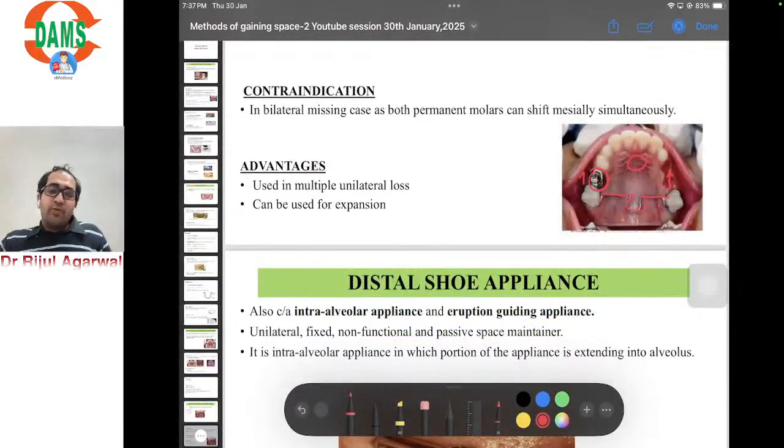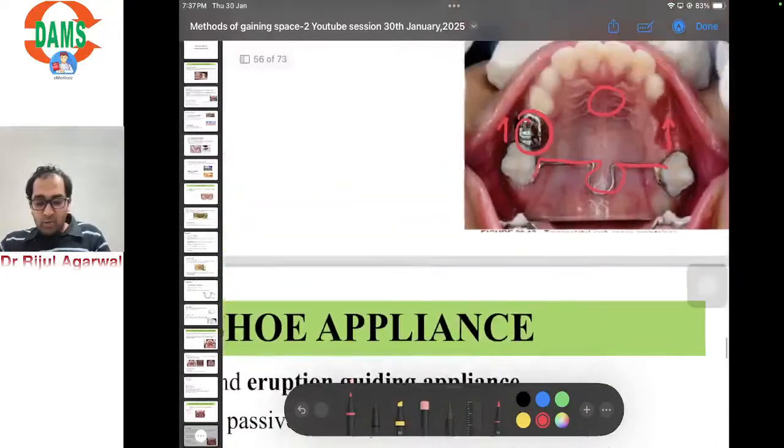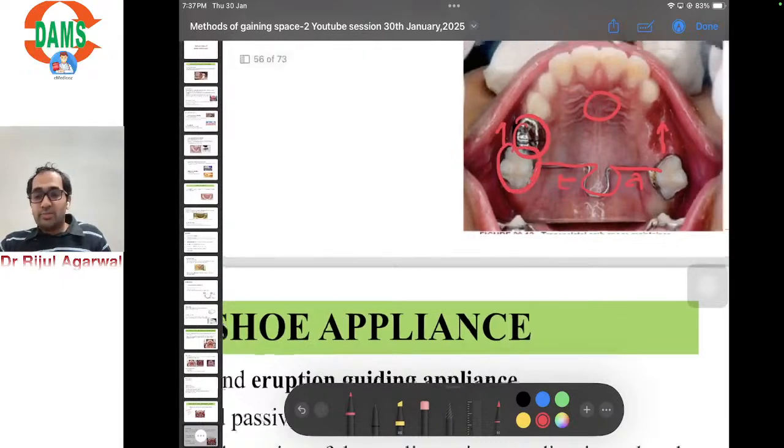It can be used in multiple unilateral losses and can be used for expansion as well. How? This loop can be opened up so as to aid in expansion and correction of rotation of teeth as well.